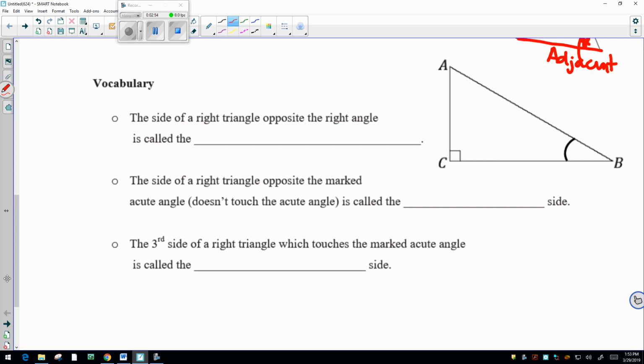Okay. So if we're looking at this picture, some just basic vocab that we've gone through. The side of a right triangle opposite the right angle is called the hypotenuse. The side of a right triangle opposite the marked acute angle. Okay, so this is the side that doesn't touch that acute angle. So in this picture, here's my marked acute angle. The side that when I trace it, I'm not going to intersect that arc that I just made. That's the opposite side.